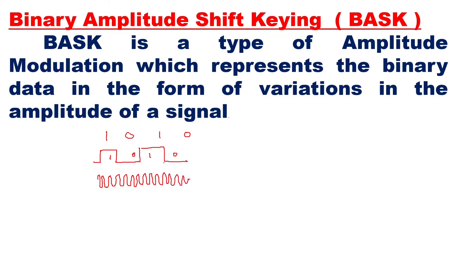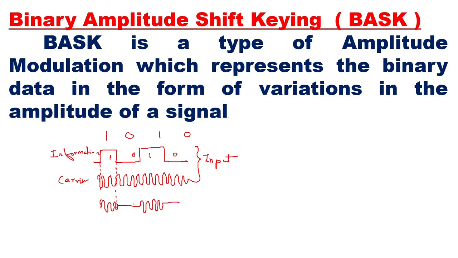Now these two will be your inputs, where one is your information and one is your carrier. This binary is your information, and this is your high frequency carrier. Then at the output, whenever the input is binary one, we'll have the carrier present. Whenever the input is binary zero, there will be no carrier.